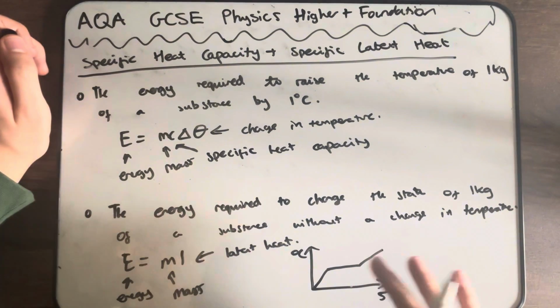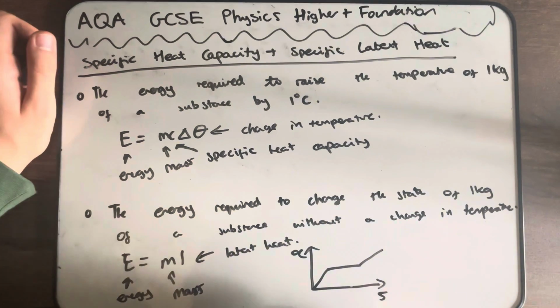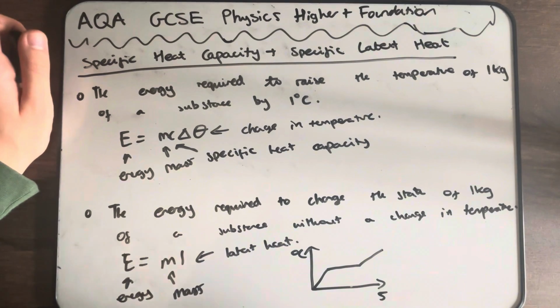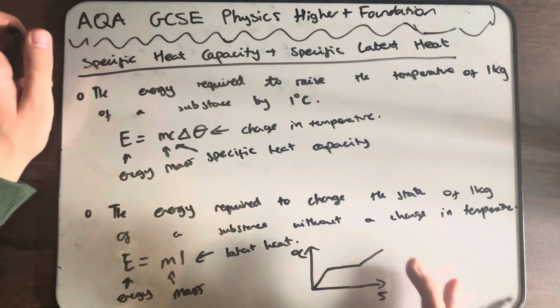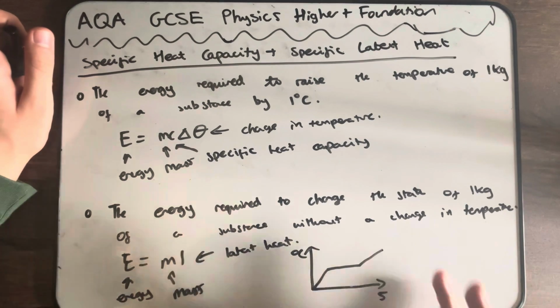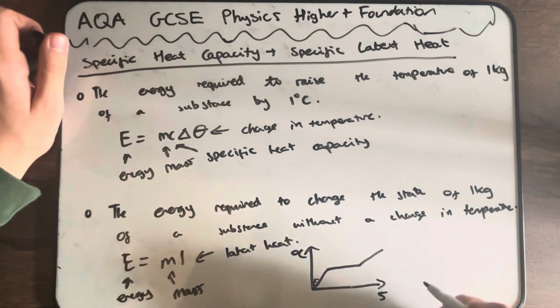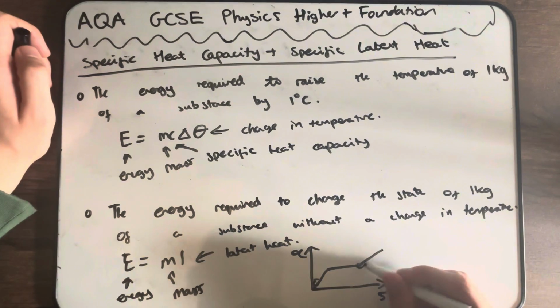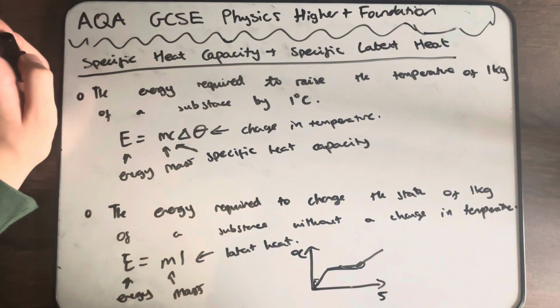I've drawn a small graph here just to show what specific latent heat is. On the y-axis I've got degrees C, that's for temperature, and on the x-axis I've got time, which is in seconds. Now let's say this is a material or a substance. Here it will be a solid, whereas here it is a liquid. At this point here, this will be the specific latent heat of fusion.